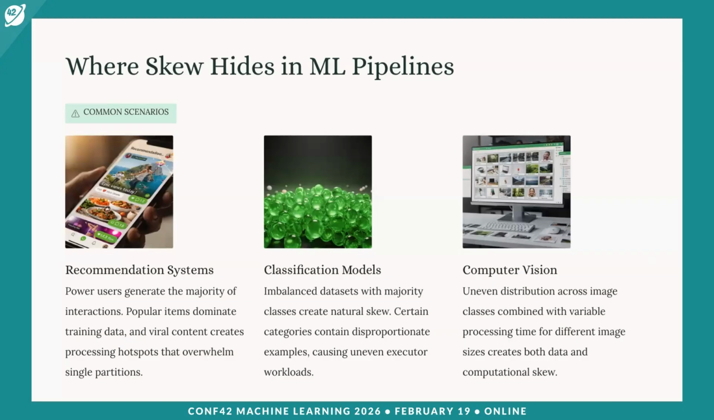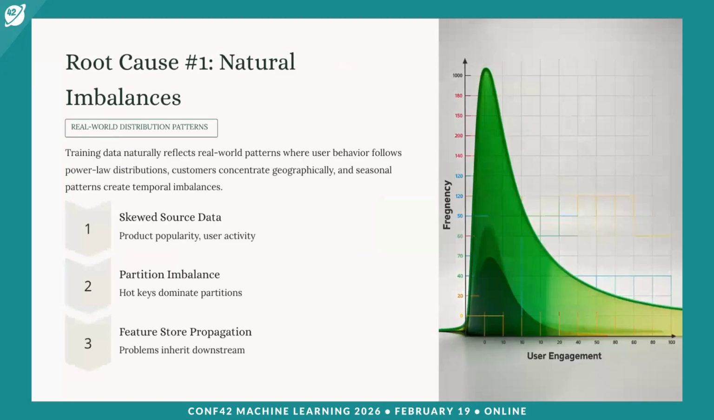So let's deep dive into the different root causes of data skew. The first root cause I can think of is the natural imbalance, as I mentioned. This could be because of bigger events like the Super Bowl, where we get a lot of traffic into the system. Training data naturally reflects these real world patterns, where user behavior follows a power law distribution. That means customers can concentrate geographically, and seasonal patterns create temporal imbalance. Any event, like Formula One or the Super Bowl, can create that imbalance.